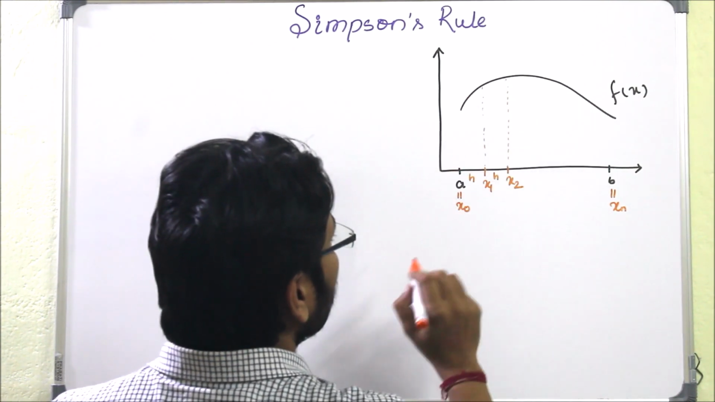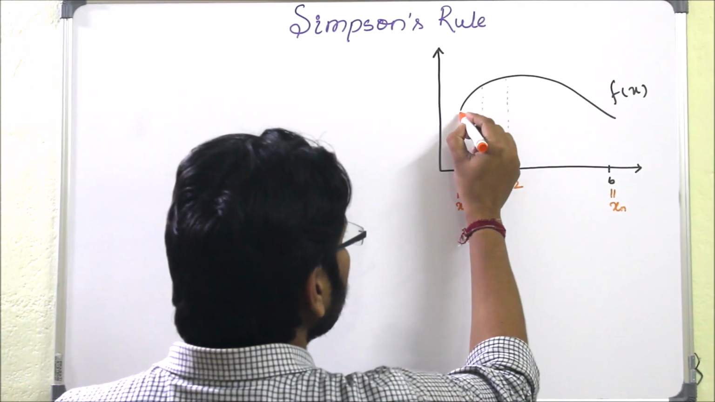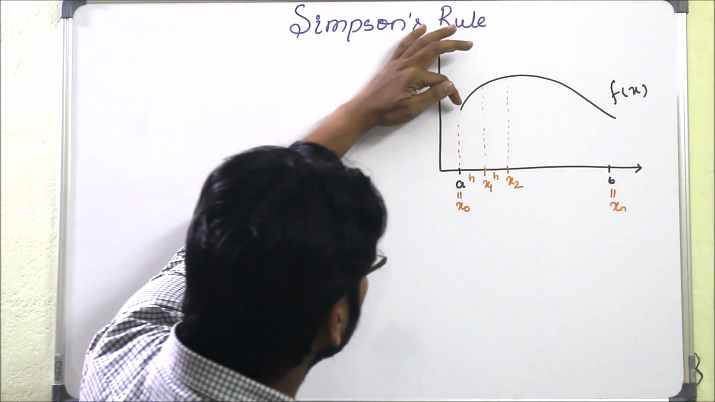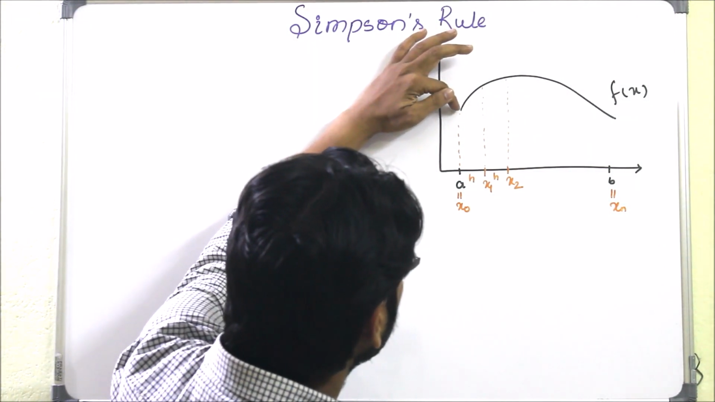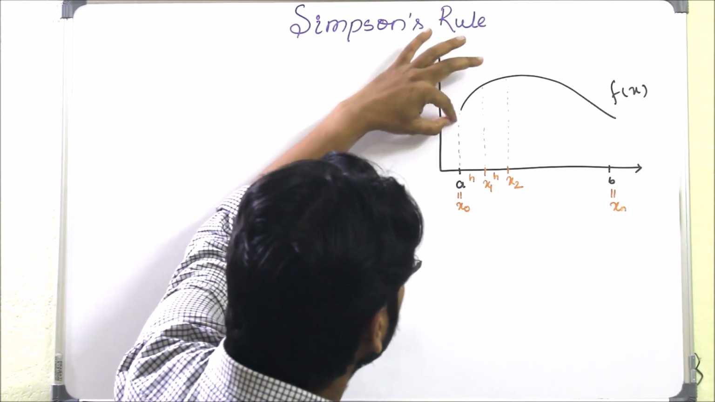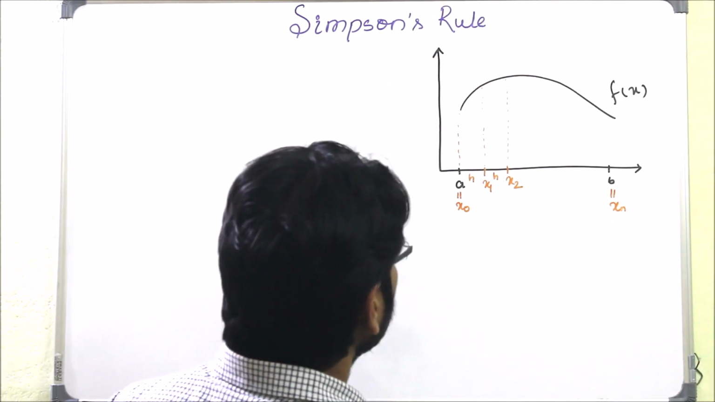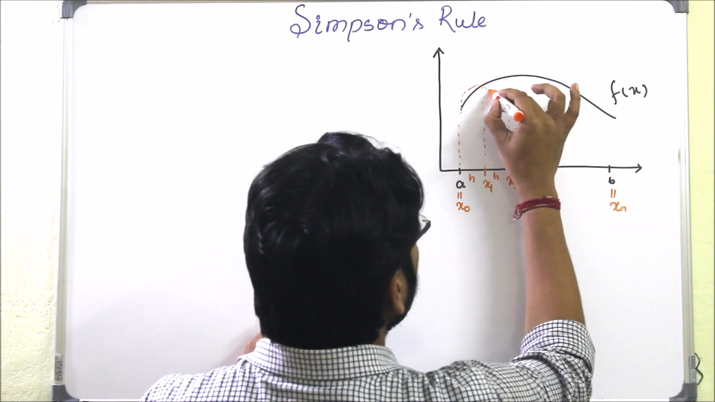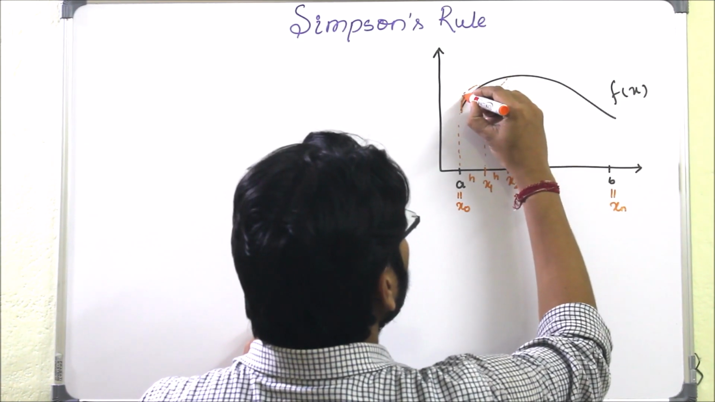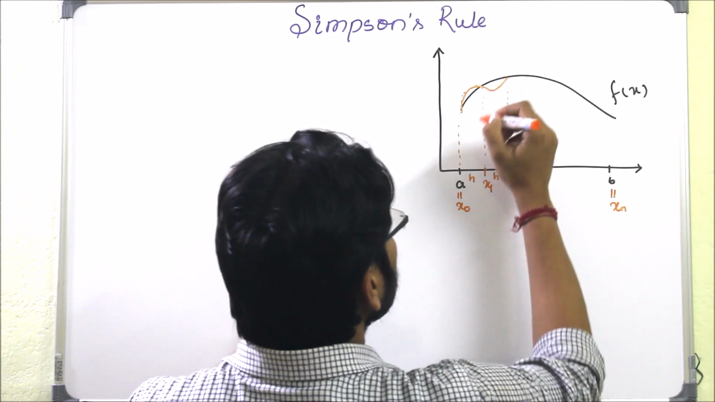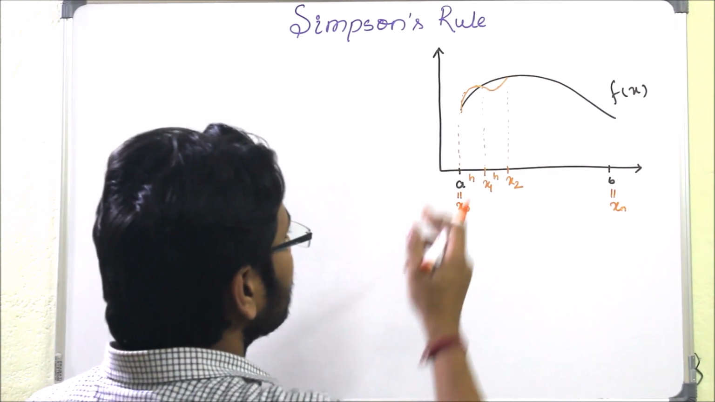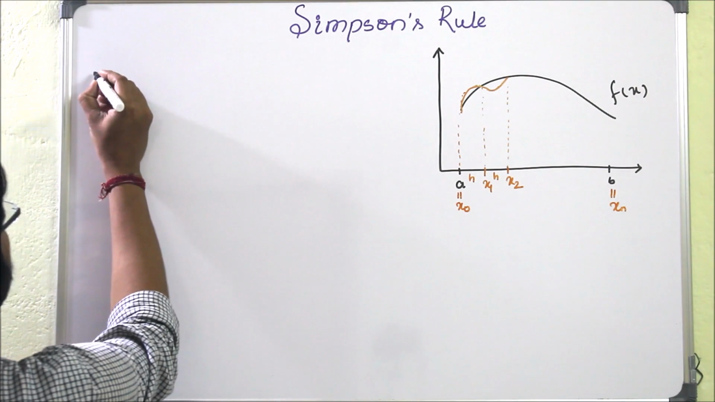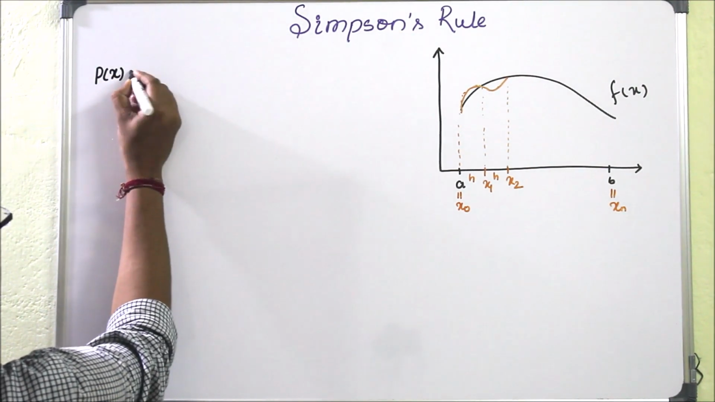Now how to find? This is x0. Here we have to construct a quadratic polynomial from x0 to x2, which will pass through x1. So it will be like this, I can plot it. This is the quadratic polynomial, which we can write as p of x. So what is p of x? That we have to find.